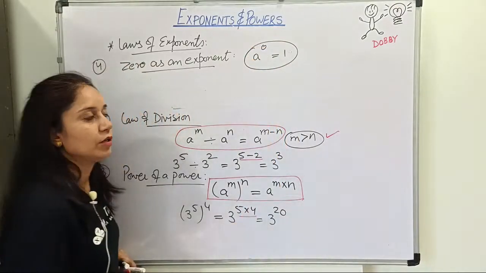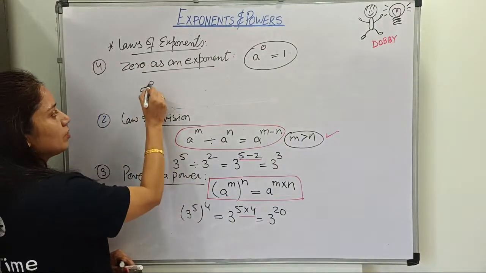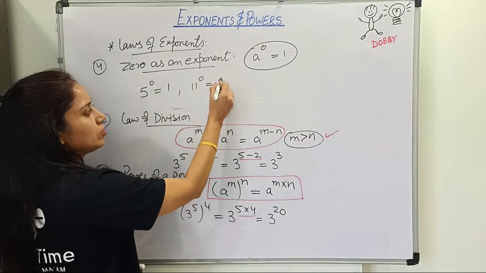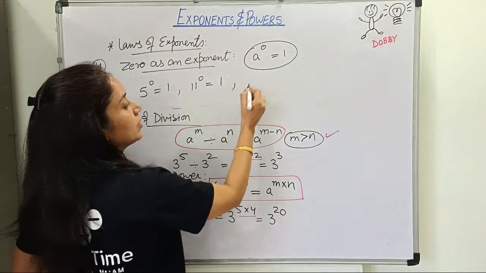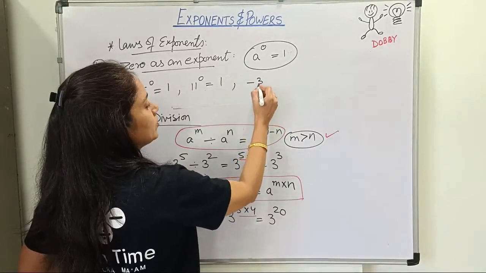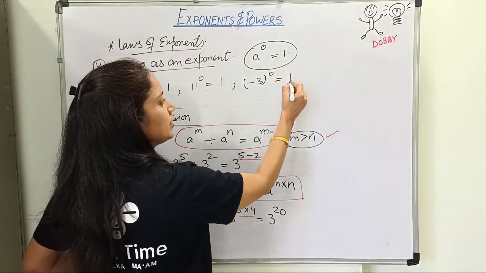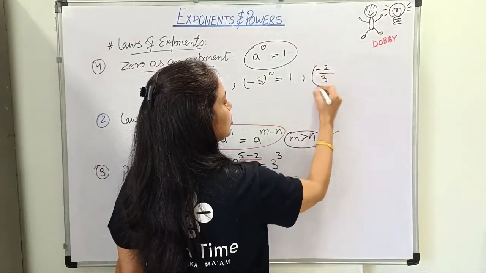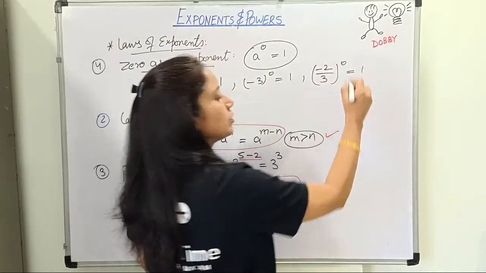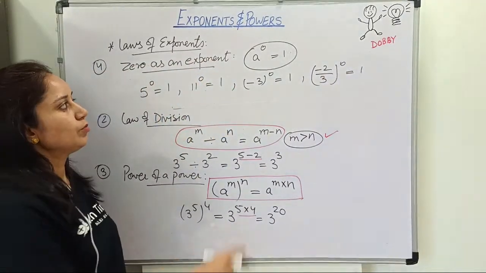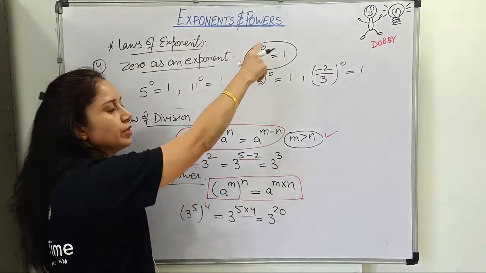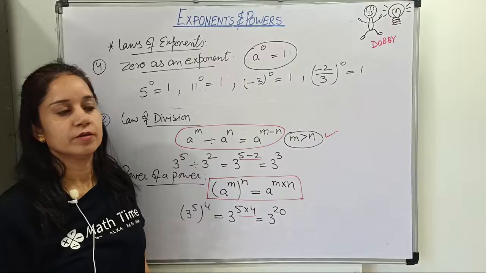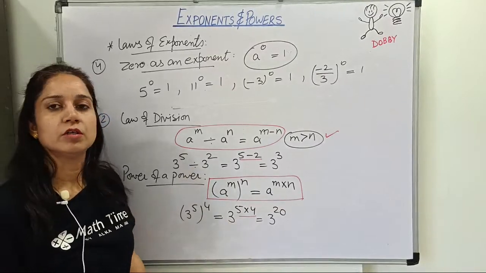This is the law. You are having 5 raised to the power 0. That means it is equal to 1. 11 raised to the power 0, that means it is equal to 1. Now suppose minus 3 raised to the power 0, that means it is equal to 1. Another, you can take minus 2 upon 3 raised to the power 0, that means it is equal to 1. A rational number with the exponent 0 is equal to 1. This is our fourth law.